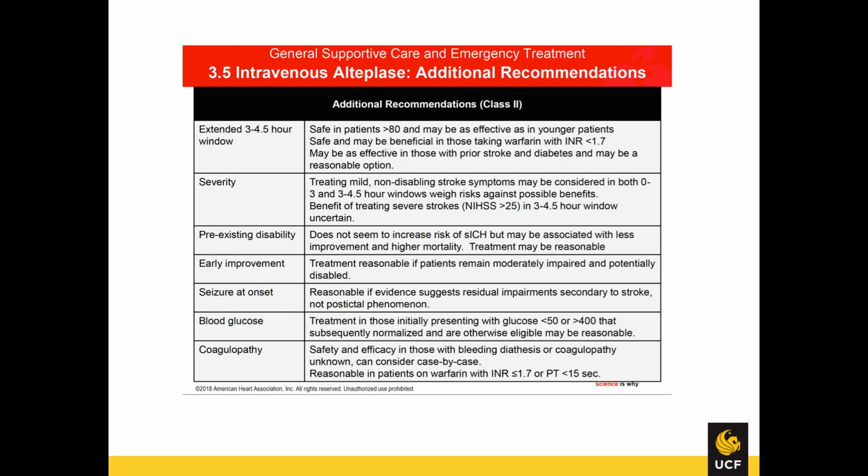Early improvement, treatment is reasonable if patients remain moderately impaired and potentially disabled. If they have a seizure, then residual impairments are secondary to stroke and not a postictal phenomenon. It's reasonable if you think that. Again, blood glucose, those initially presenting with glucose less than 50 or greater than 400. Otherwise, you can treat them. Coagulopathy, safety and efficacy in those with bleeding diatheses or coagulopathy unknown, can consider it on a case-by-case basis. One of the things that you're seeing again pop up is this INR less than 1.7 or PT less than 15.